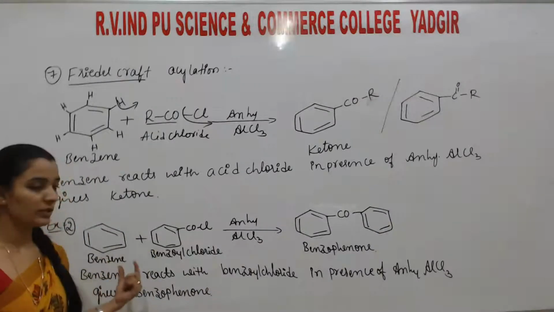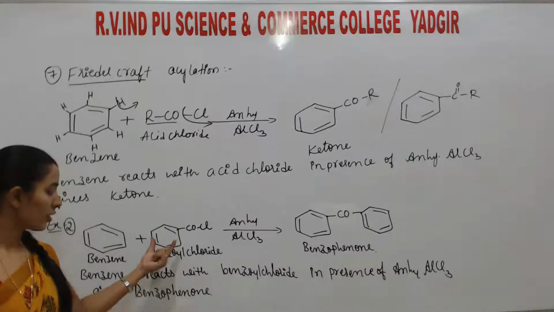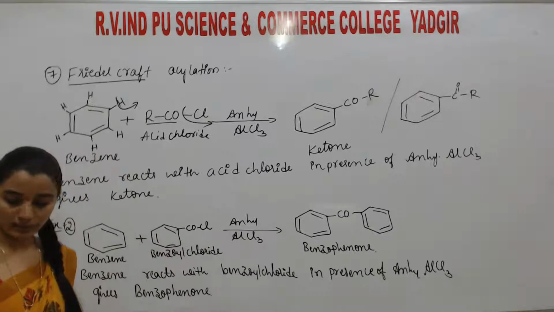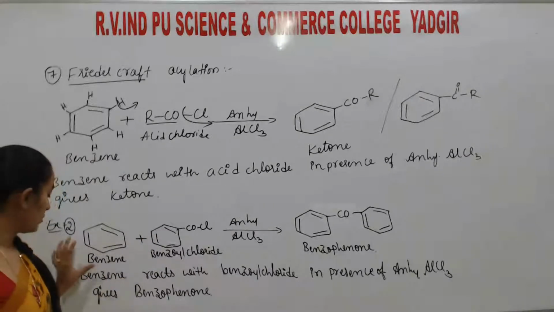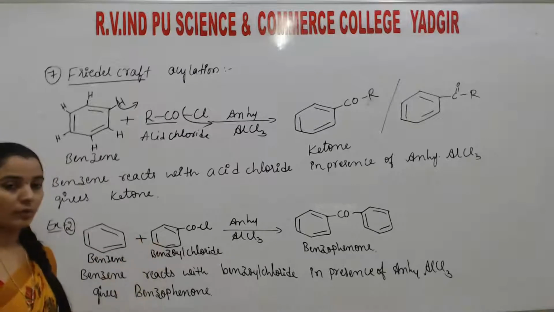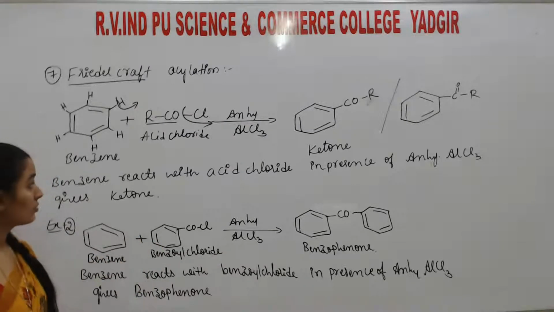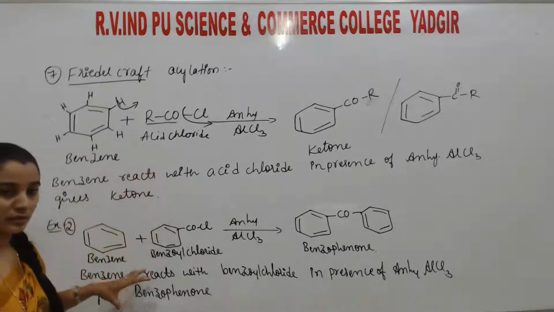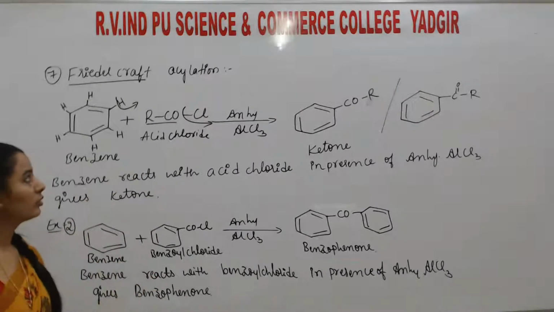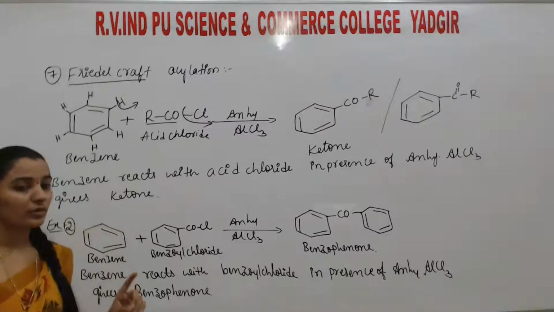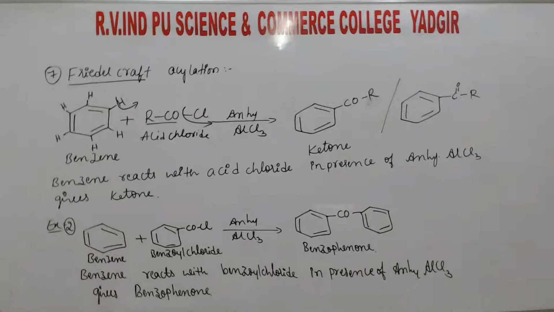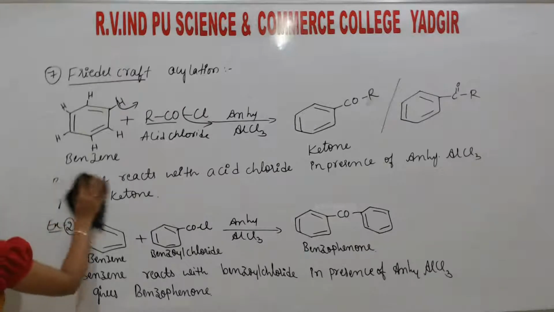Initially we took an example where R is substituted by an aliphatic group. Here it is substituted by an aromatic group, that is benzene. So this is the general reaction: initially what I explained is example 1, and this is example 2. This is one of the methods of preparation of ketones. So the next one is Clemmensen reduction.